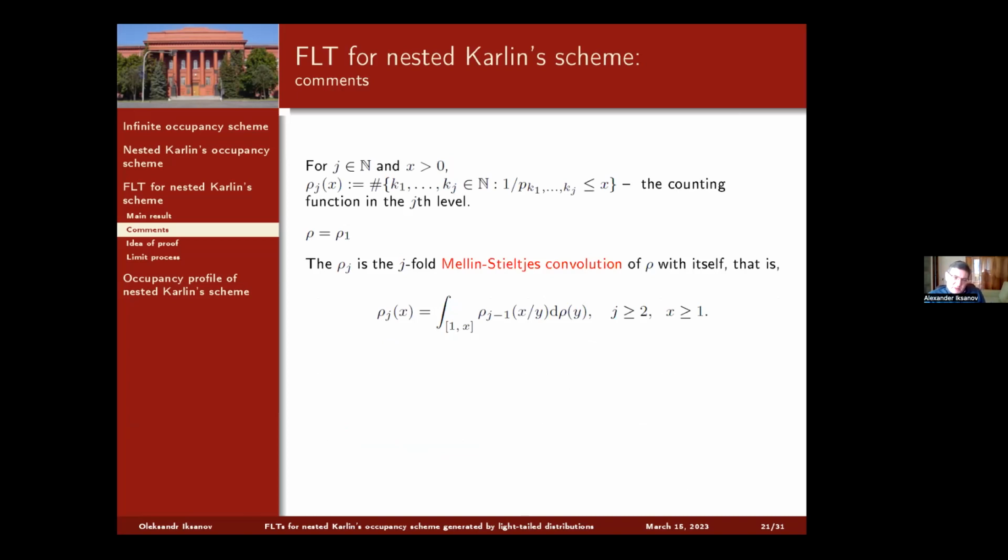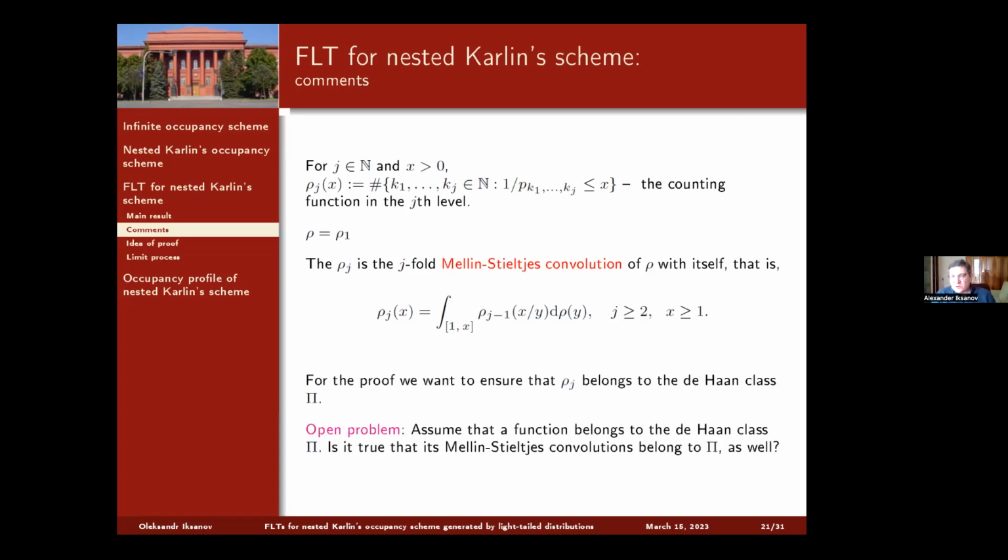For positive integer j, denote by rho j the counting function of 1 over probability, so 1 over weights in the jth level. Then the counting function rho introduced earlier is just rho 1. Now one can show that the counting function rho j is the jth-fold Mellin-Stieltjes convolution of rho with itself. This particularly means that rho j is defined recursively by the following formula.